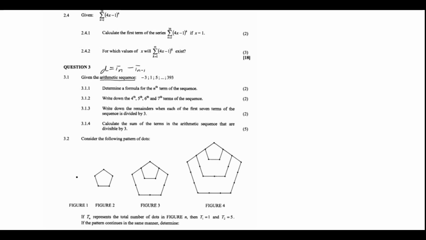So in this particular case, to get the common difference here, we are going to say 1 minus 3. 1 minus 3 is going to give us a 4. So our common difference in this case is 4. Then you are asked, the first part is saying determine the formula for the nth term of the sequence.